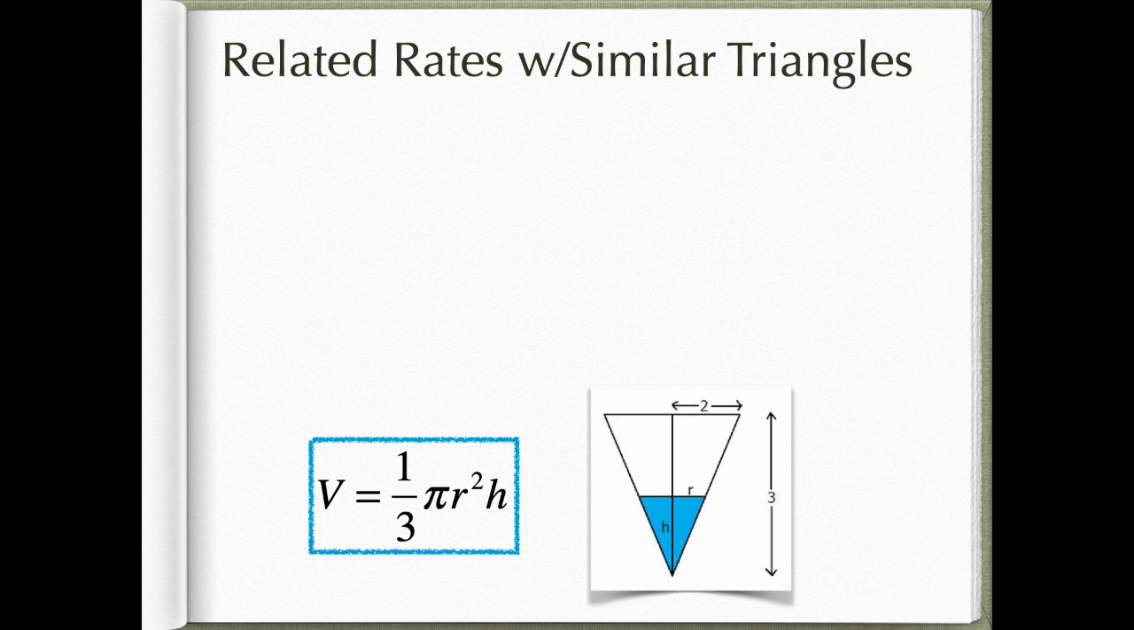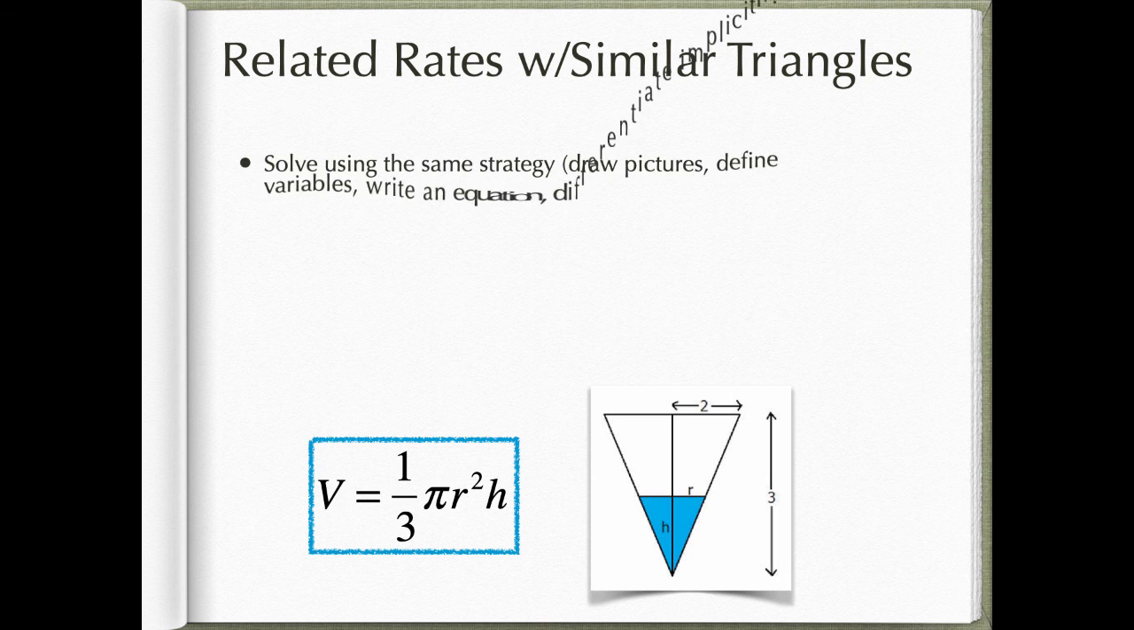We also have what we call related rates with similar triangles. We can use this also with similar figures. We're going to be working with similar triangles. We solve using the same strategy. We draw pictures, we define variables, we write equations, and then we do implicit differentiation. And you'll see we have the volume of a cone is 1/3 pi r squared h. We will need that on our next slide.